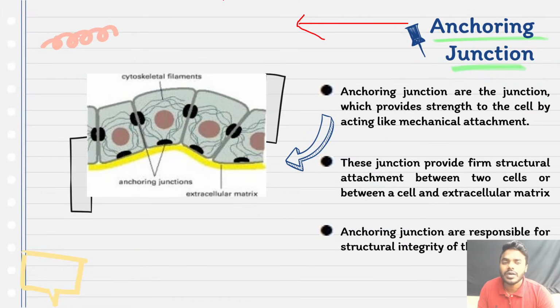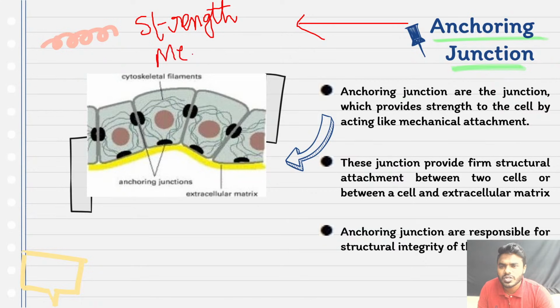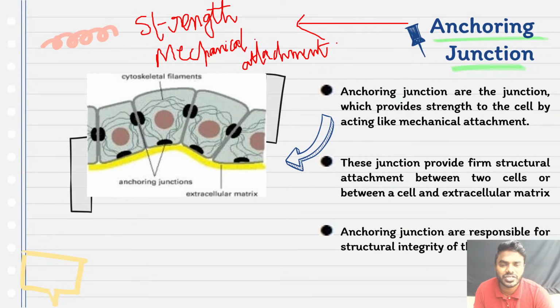Okay, when you hear the name anchoring junctions, I want you to remember a common point. Anchoring junctions are the ones which play a key role in providing strength. At the same time, strength means it is the one which will provide the mechanical attachment. Kindly do not get confused with this particular point. Mechanical attachment can be mediated by these anchoring junctions.